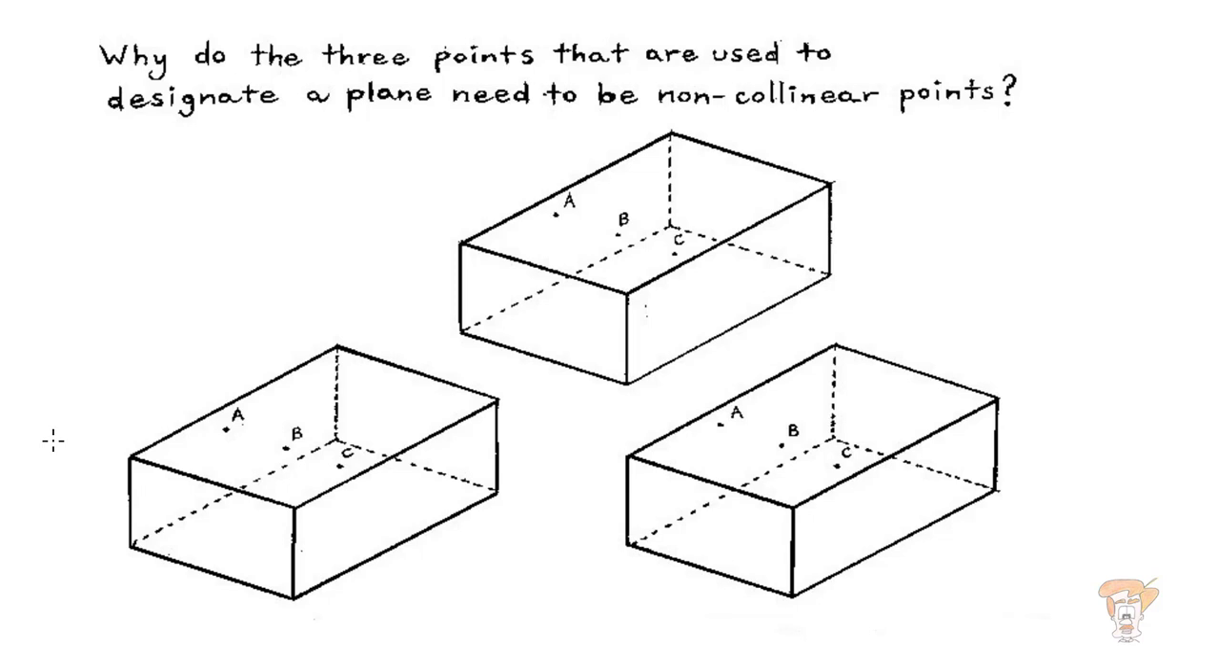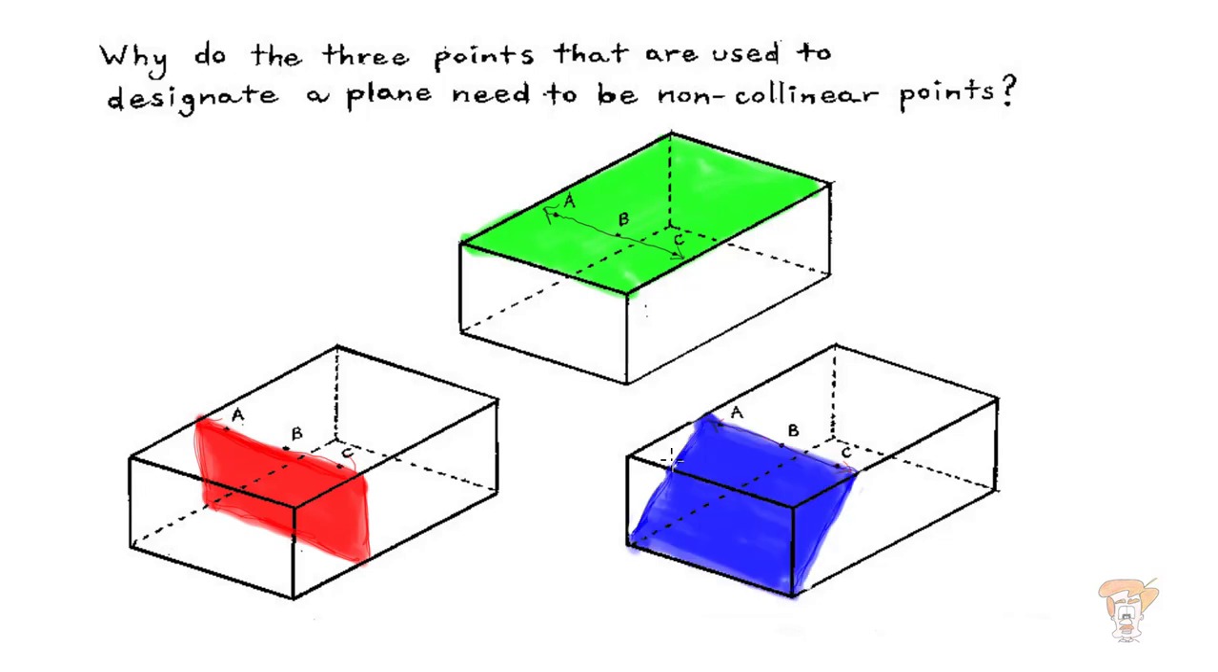Notice that points A, B, and C are collinear. The green plane contains points A, B, and C. The red plane contains points A, B, and C. And the blue plane contains points A, B, and C. Using 3 collinear points to attempt to designate a plane would present confusion because there is more than one plane which contains those three collinear points.